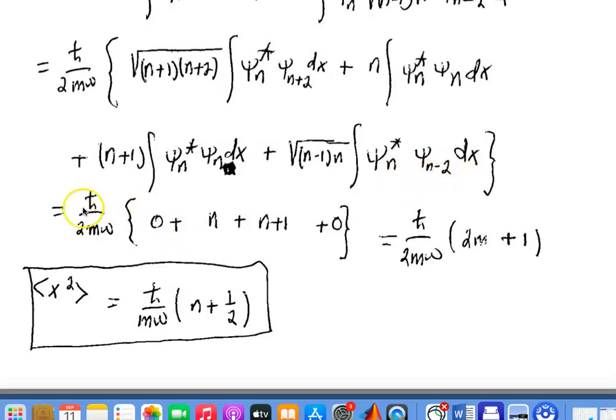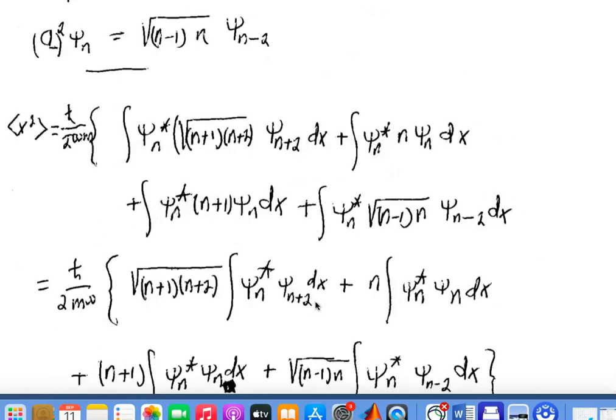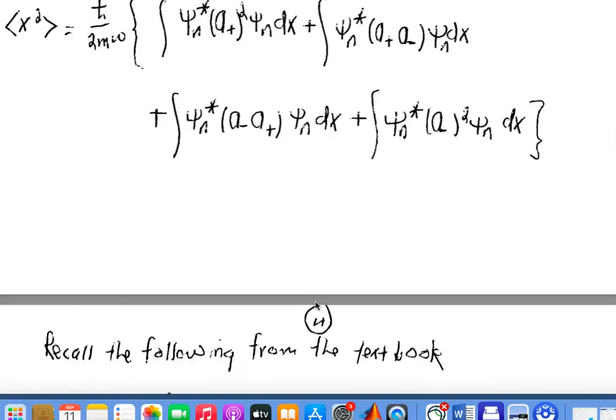So when you find the expectation value of x squared, you're left with the result of finding the expectation value of x squared given as this quantity here: h bar over the mass of the oscillator times the frequency, times n plus 1/2, where n is the order, the number for that particular state. Okay, so that's what I want you to do here.